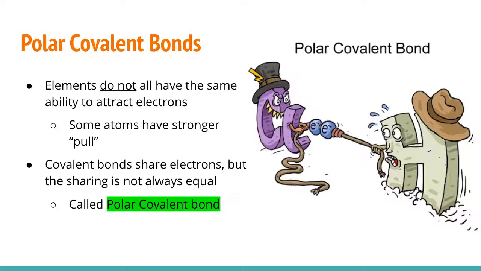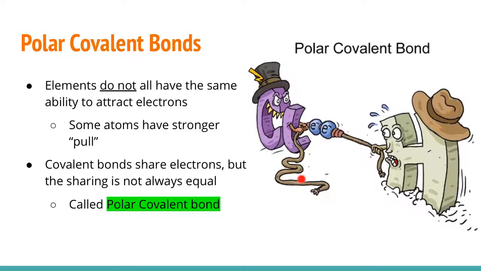So as I just mentioned, when we talk about covalent bonds, it's all about that attraction of the electrons. It's almost like a tug of war. What we're going to see is that elements do not all have the same ability to attract electrons. Some atoms have a stronger pull than others. Covalent bonds can share electrons, but that sharing is not always equal, and this is what we call a polar covalent bond. In this case up here, I see chlorine and hydrogen are trying to share these electrons. Chlorine has been able to pull on those electrons and bring them much, much closer to it.